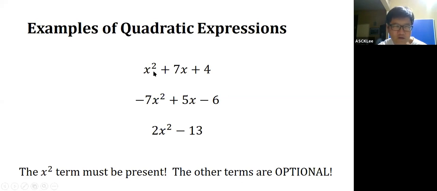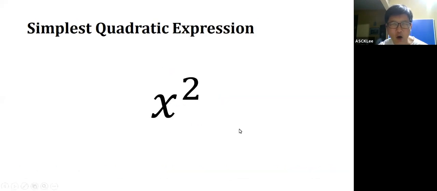So as long as you see an x squared term and nothing higher than that, no x cubed, no x to the power of 4, no x to the power of 5, no x to the power of 6, as long as x squared is the highest term you see, the expression is a quadratic expression. All the other terms, let me stress, are unnecessary. They are optional.